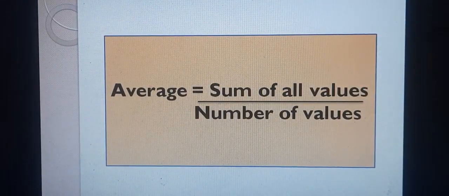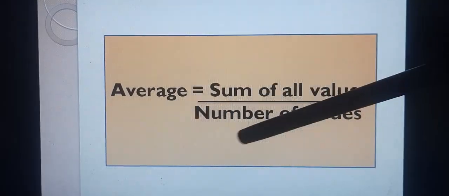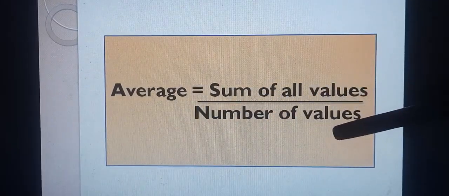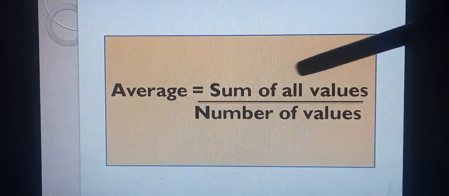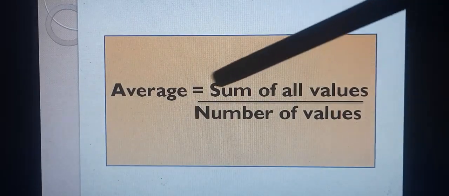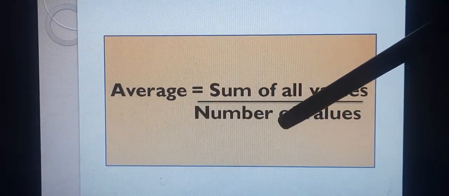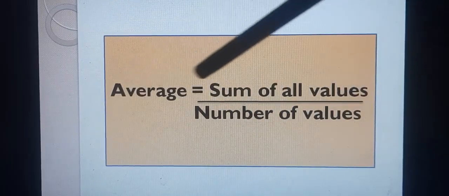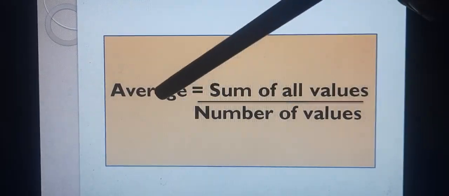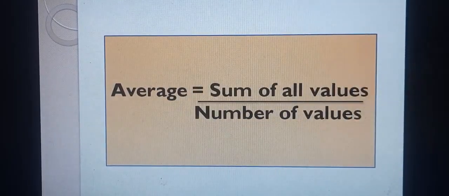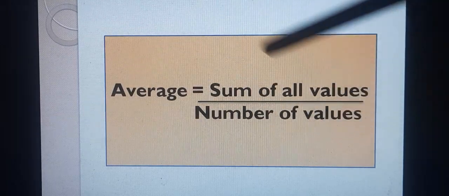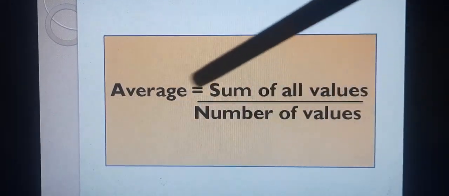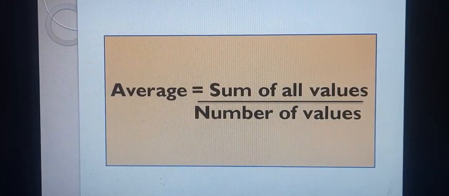Understood? And now if it is asked find out the number of values when average and sum of the values are given, then we will find out the number of values by shifting it here. Number of values is equal to sum of all the values divided by average of the values. It means out of these three things, if 2 are given, we can find out third.